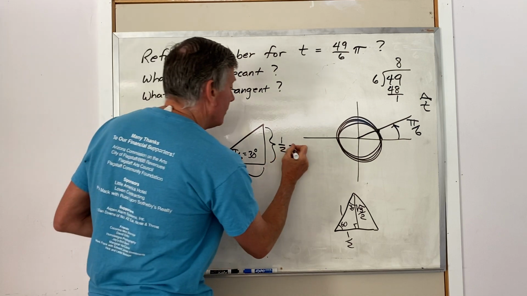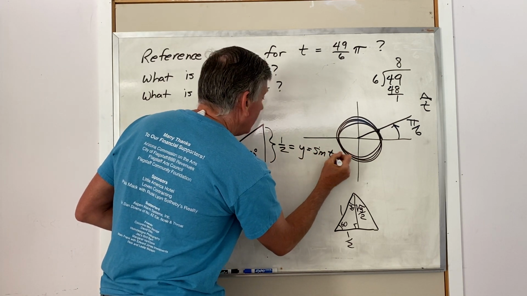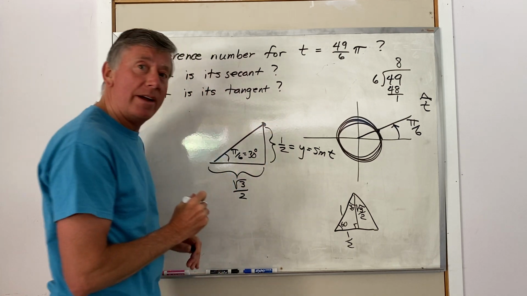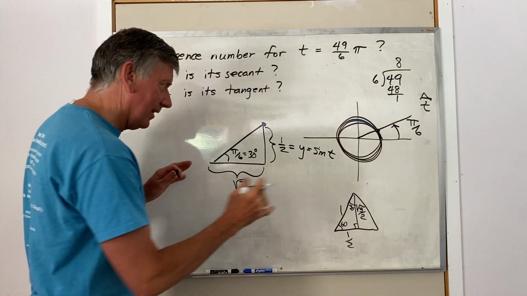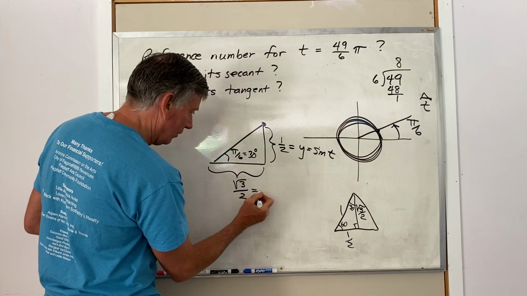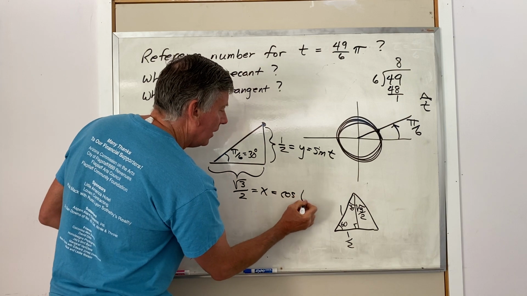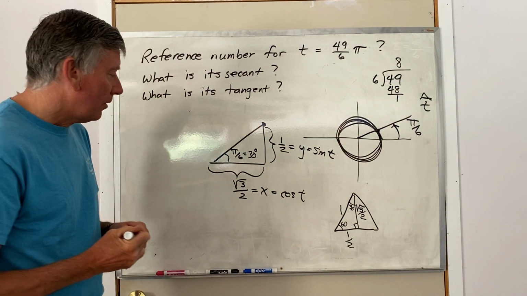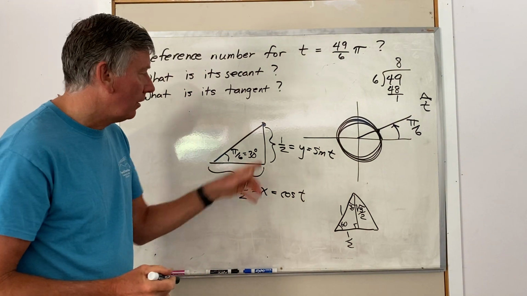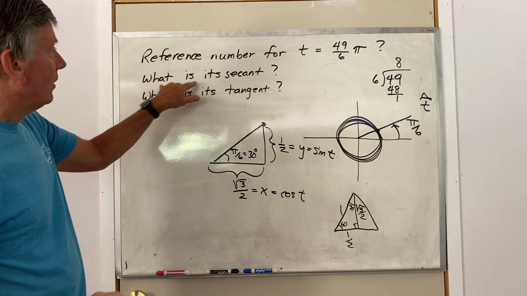Now, this is my y, but it's also my sine of t. t is this point right here. Just trying to get you filled in on all this. Square root of 3 over 2 is my x-coordinate. That is also my cosine of t. Remember, the x-coordinate is the cosine. The y-coordinate is the sine. So now I have this second question.